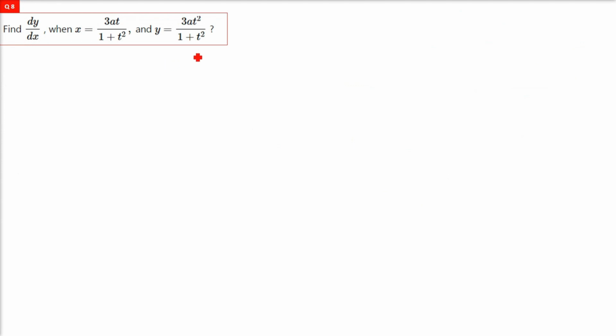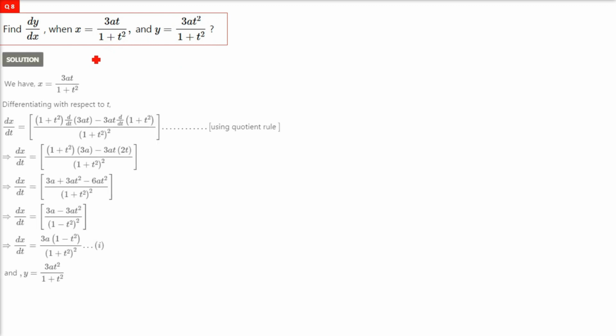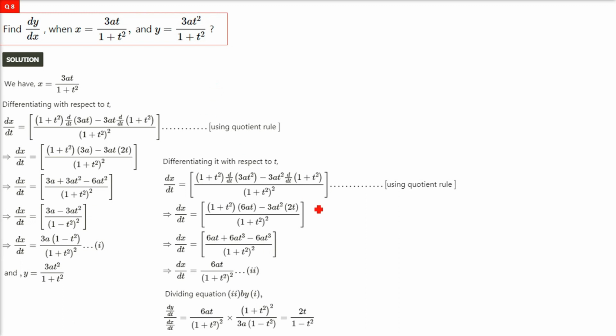Same thing here. How you are going to go about it? x, y, differentiate dx by dt, dy by dt, divide it. You will get the answer. If you want to do it by yourself, you can just go ahead. Let us do it. I'm going to tell you. Let us solve it now.